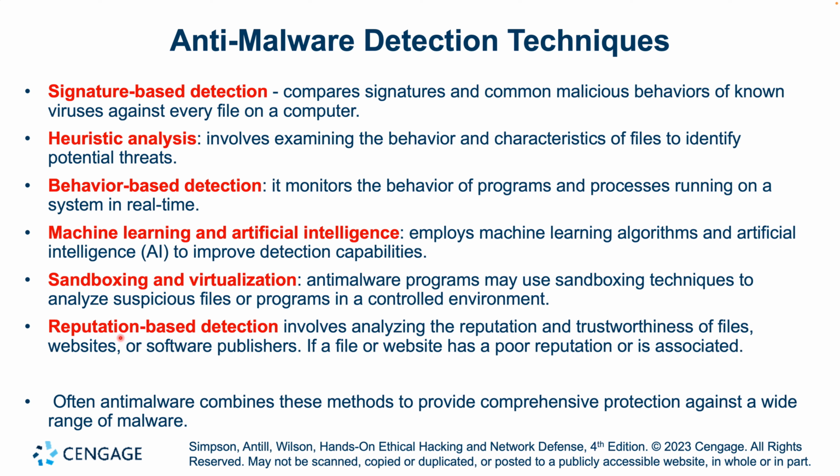The last one here is reputation-based detection. Now, some antivirus, anti-malware software incorporates reputation-based detection, which involves analyzing the reputation and the trustworthiness of files, websites, or even software publishers. This is important as well. Now, if a file or website has a poor reputation or is associated with malicious activity, it will be considered as a potential threat.